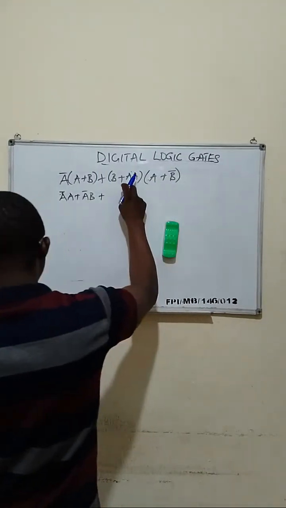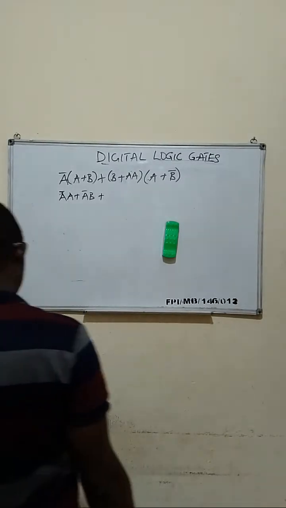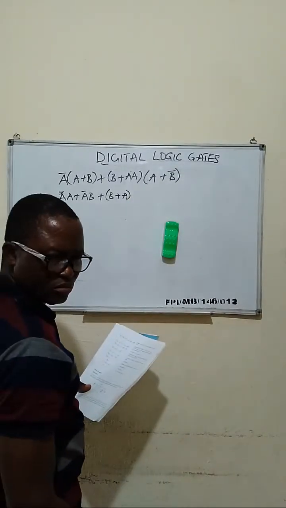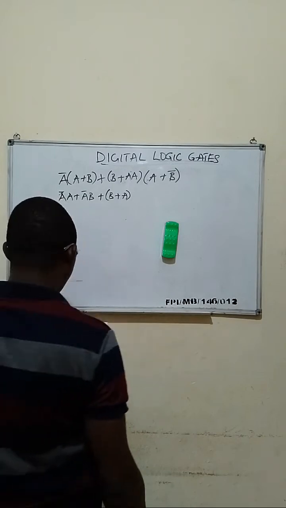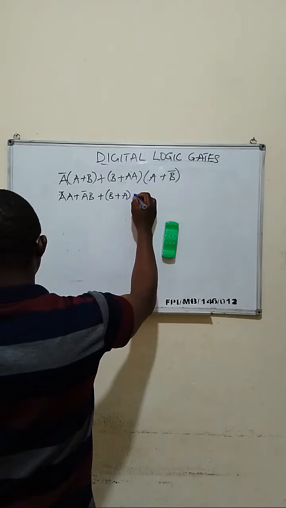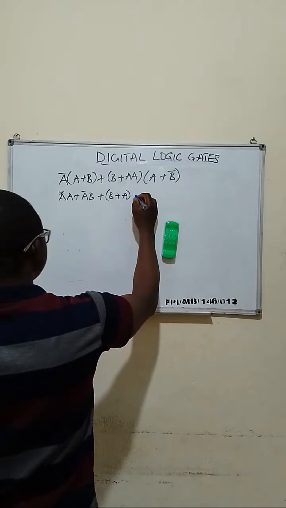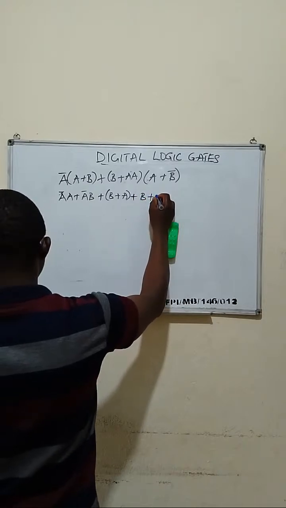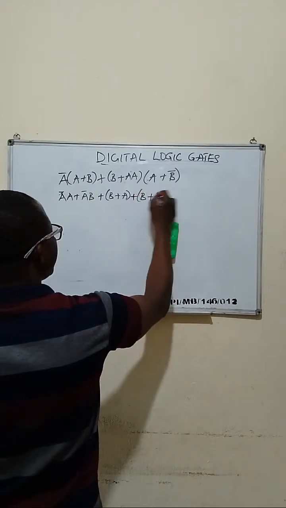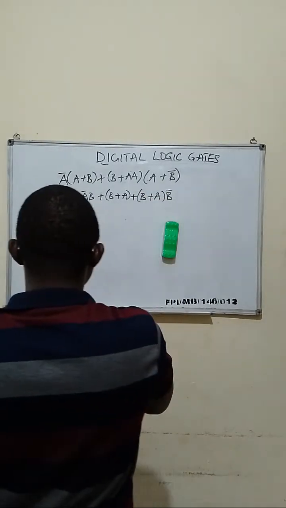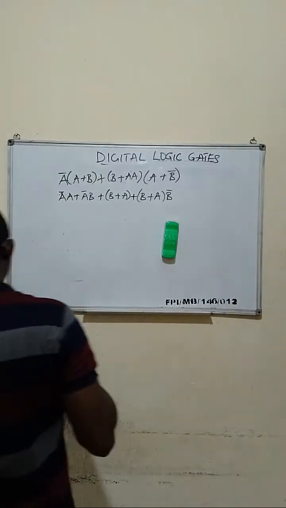So this AA, A dot A, is actually A. So we're going to have B plus A there. Now we're going to have B plus A into B bar, plus B plus A into B bar. Alright, so we use the distributive law two times.